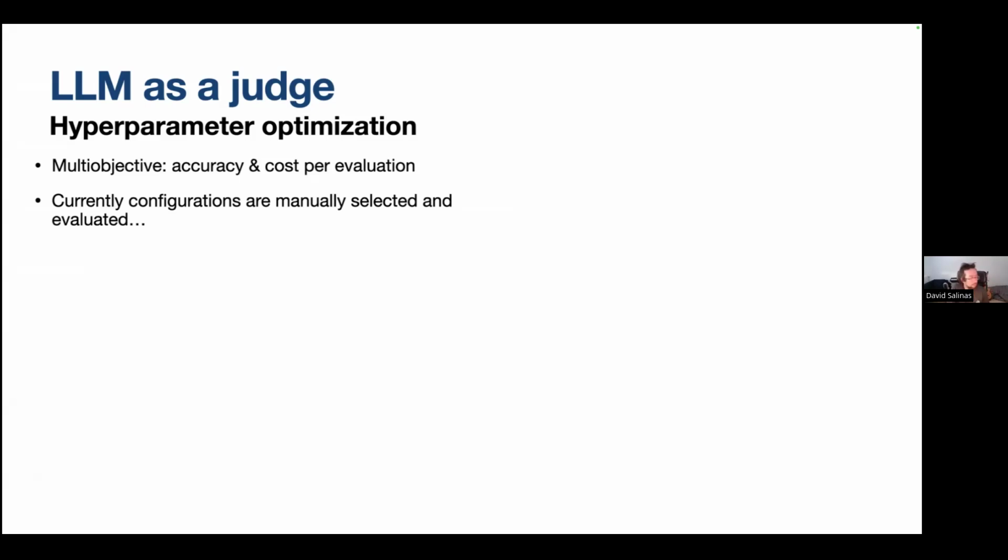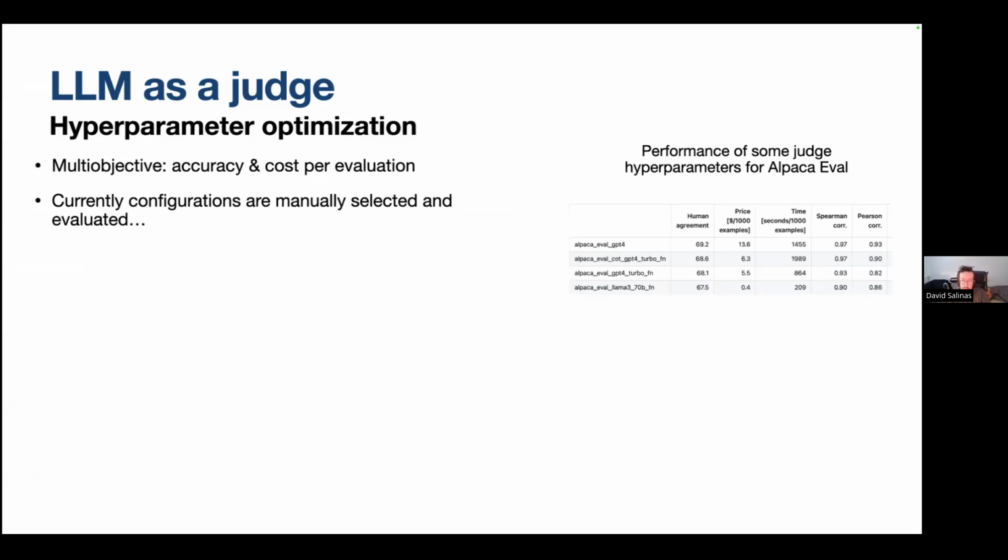I just want to compare to what was done before. Before, configurations were manually selected and evaluated. Also, every paper will introduce its own judge and change, say, 3 different things, like the LLM model, the prompt, and the output format, and then you don't really know why this thing is better. That was maybe an issue. To give an idea, this is from AlpacaEval, from their GitHub. They tried different judges, and here you see the price per 1,000 examples.